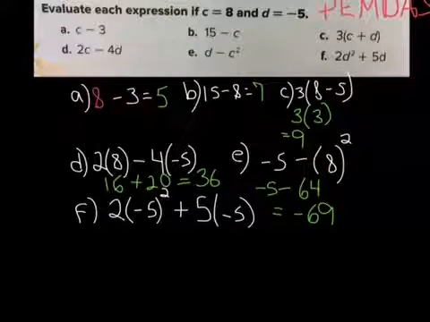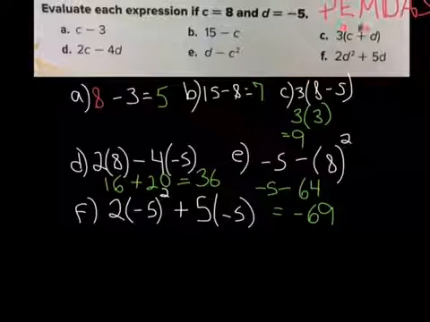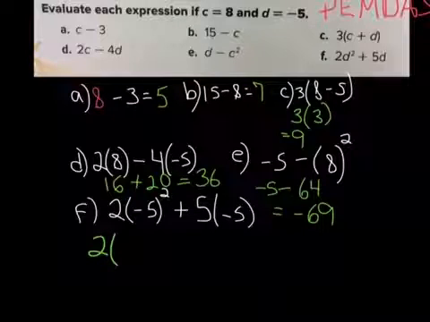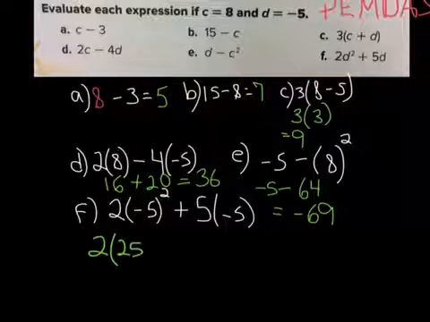Okay, and finally F. Let's follow the order of operation, PEMDAS, P-E-M-D-A-S. I don't have any parentheses, so parentheses done. Now I have exponents. Yes, I have one exponent there. So my next line is going to look like this. Still I have my 2 times, it's -5 times -5. -5 times -5 is going to be positive 25.